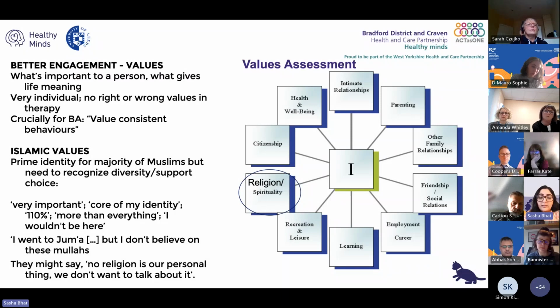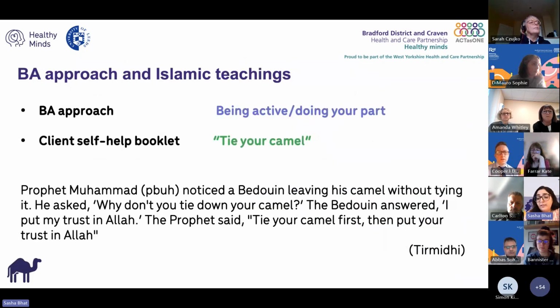Some of the key themes or quotes that we'd heard from people are: it's a core part of my identity. It's more than everything. Without their faith, they wouldn't be here. How important it was for them. The role of prayer in their life, and that while religion is a personal thing, sometimes it's the only way that they can talk about their personal health and their personal being.